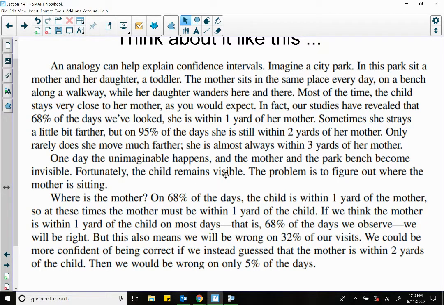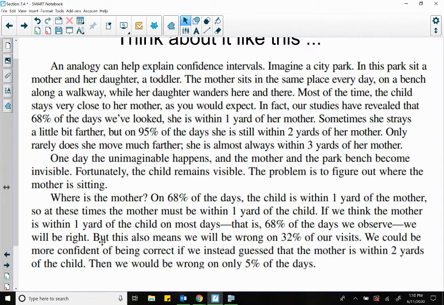Okay? Now, one day the unimaginable happens, and the mother and the park bench become invisible, unknown. Fortunately, the child stays visible. The problem is to figure out where the mother is sitting. That's what the confidence interval is all about. It gives you a range that the child would circle about, and somewhere between the child's distance on either side is mom on the bench. That's a confidence interval. Okay?